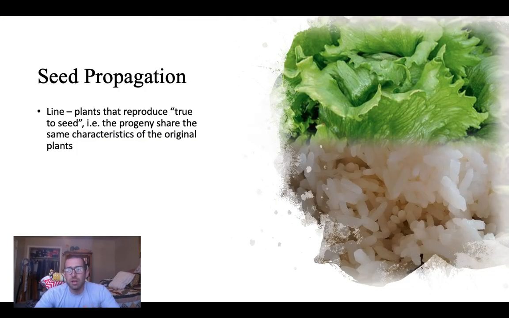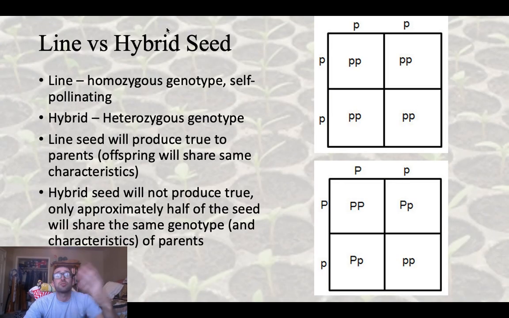Now, we will have what are referred to as lines. Our lines are plants that reproduce true to seed. So you have your adults and they're going to reproduce through seed, that's sexual reproduction, but the progeny are going to share the same characteristics as the adults or the original plants. And this is related to genetics, as I talked about, right? Our line has to be homozygous, or largely homozygous.